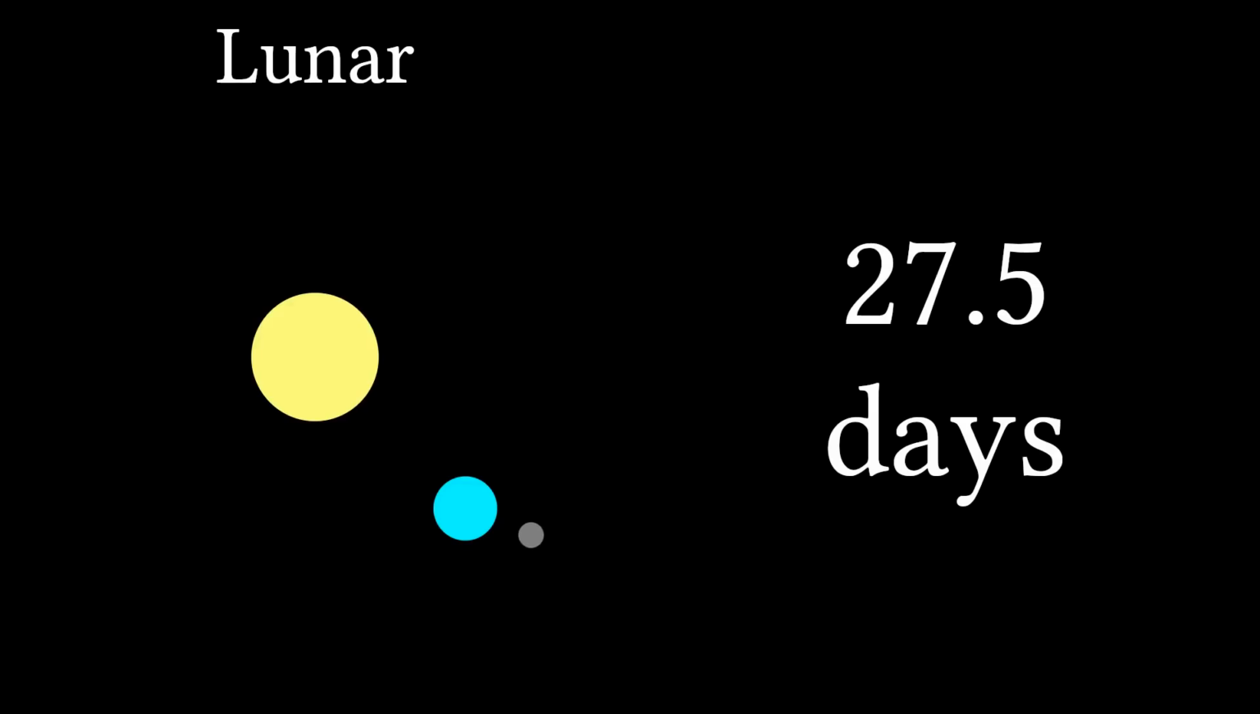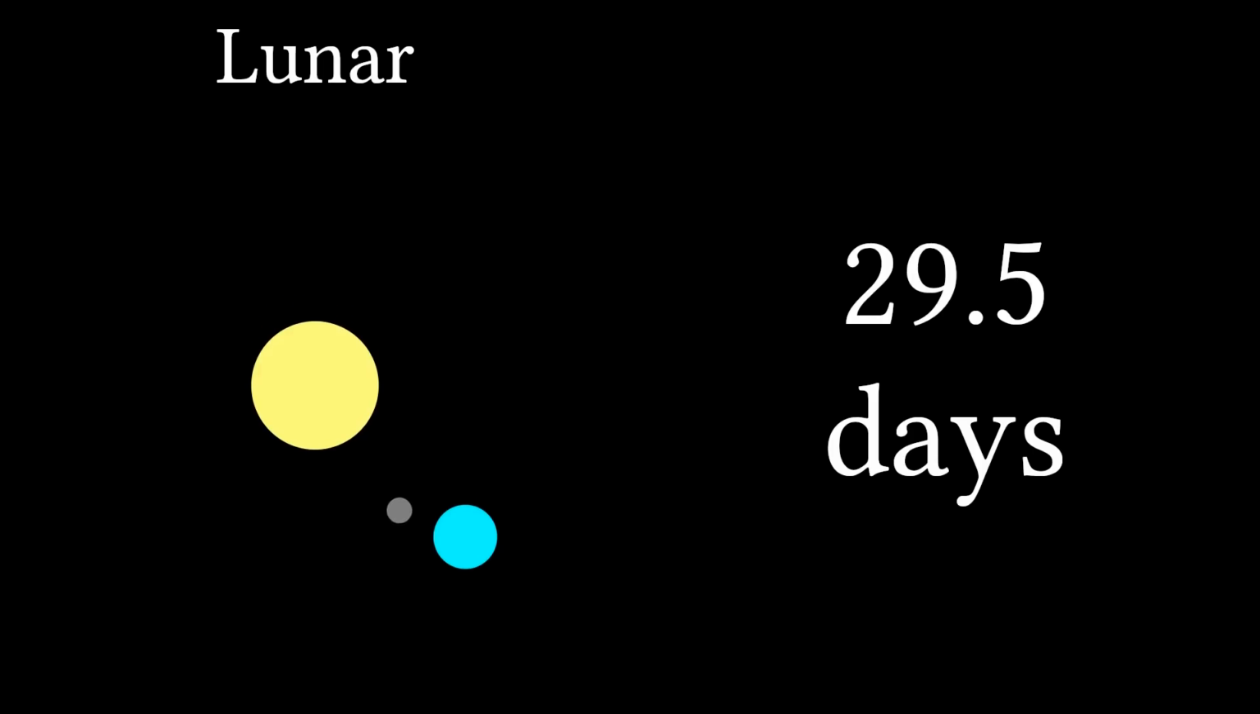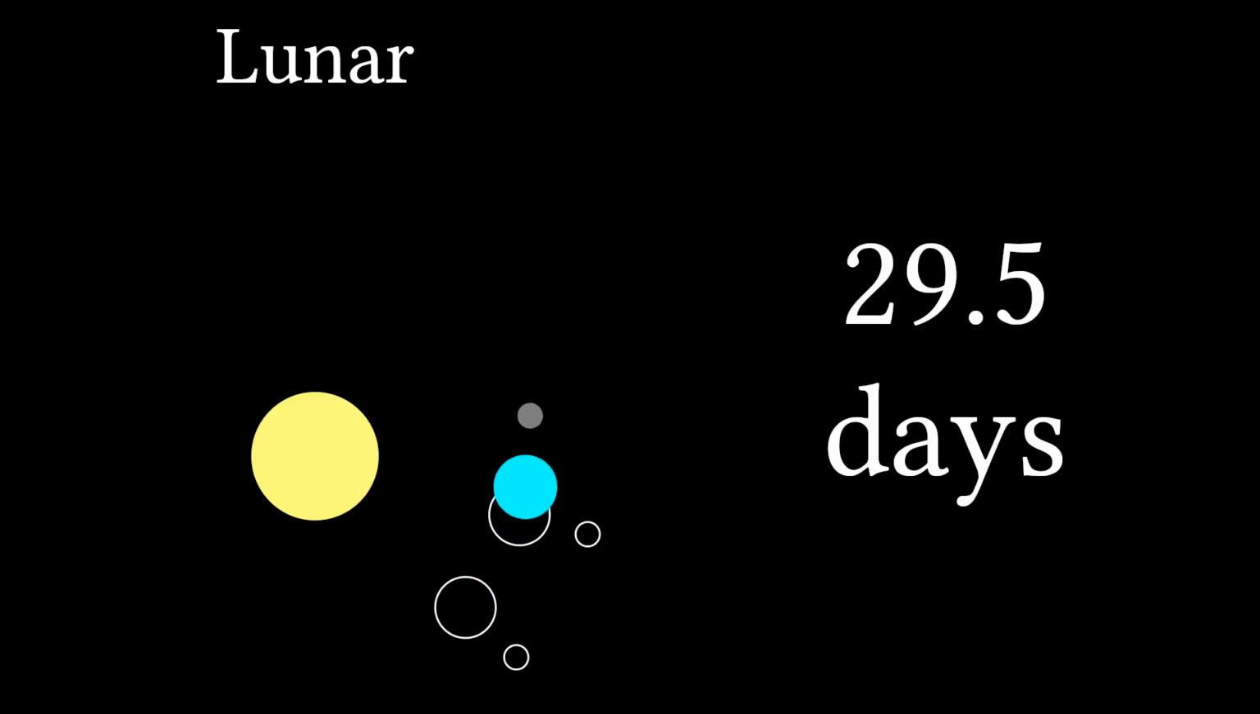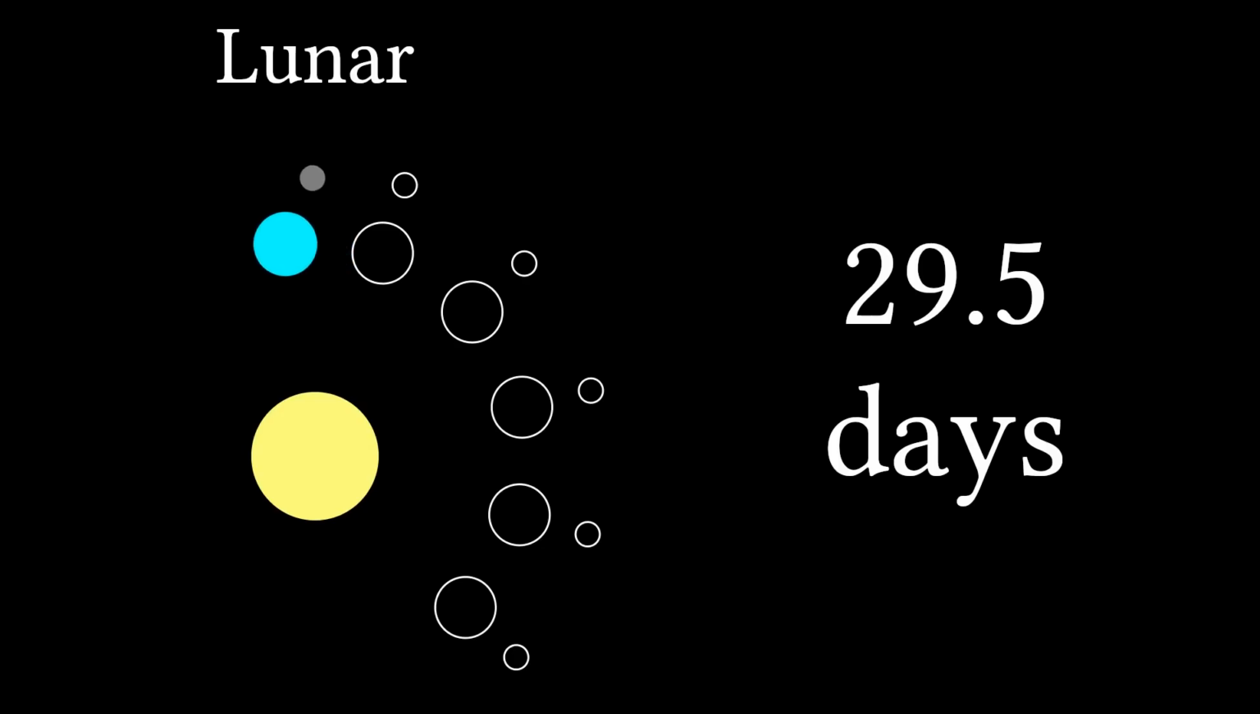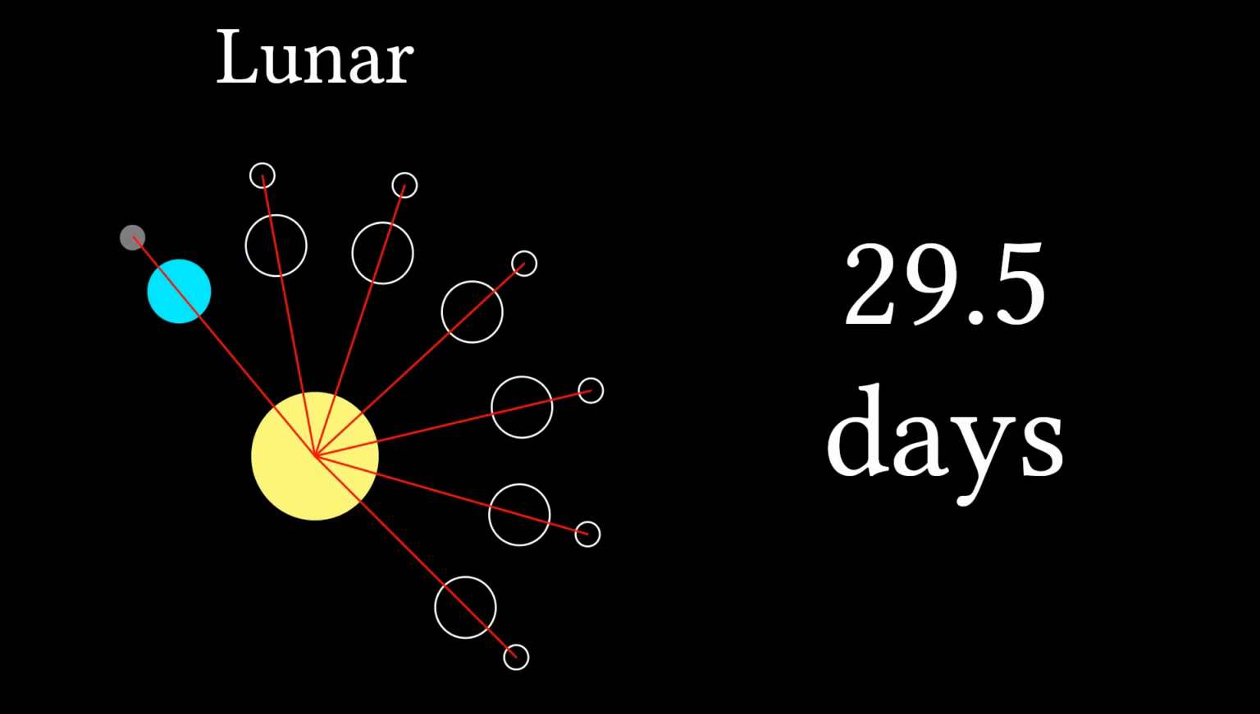Now onto the lunar calendar. It takes roughly 27.5 days for the moon to revolve around the Earth. However, lunar phases are closer to 29.5 days apart. This is because the moon is revolving around the Earth, which is also revolving around the Sun. To get the same lunar phase, the moon needs to be in the same position relative to the line between the Sun and the Earth. This is called a synodic month.